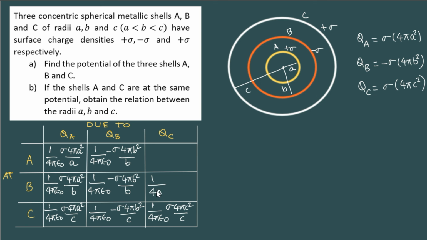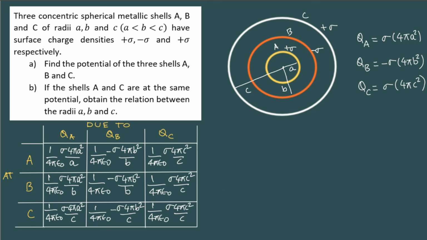So everywhere inside the potential will be the same. So 1 by 4 pi epsilon naught sigma 4 pi C square, that is the charge, by C. So even on top of shell A you will have the same potential, sigma 4 pi C square by C. So now we are done. If I add the potential values of each row, I will get the potential of each shell.